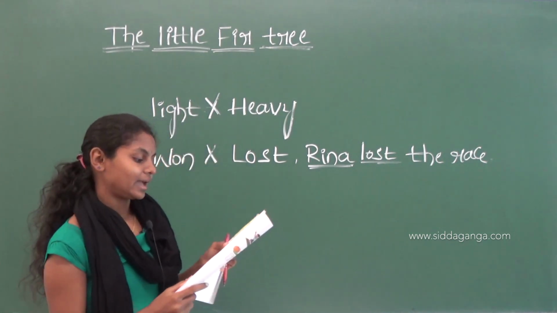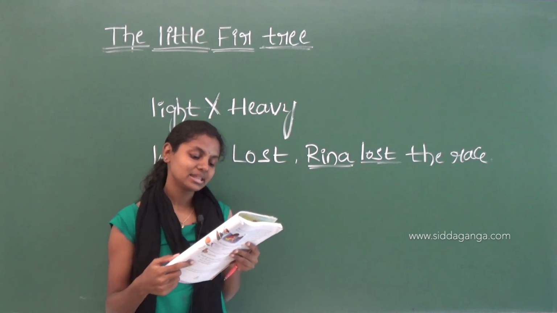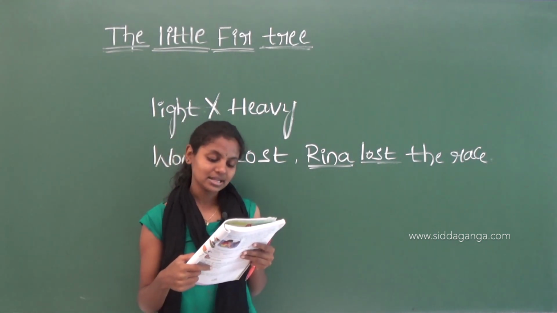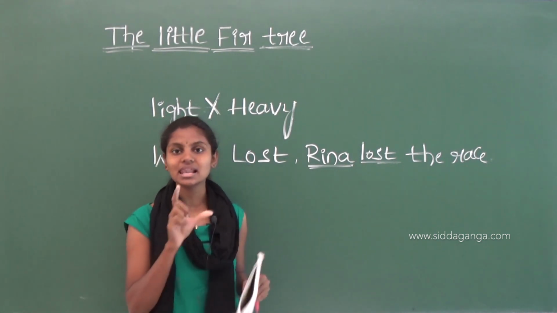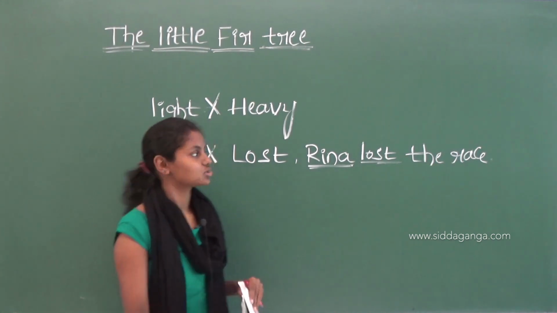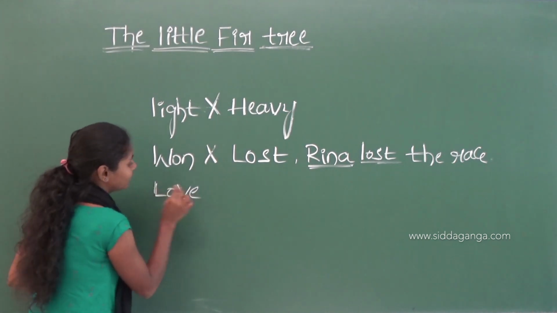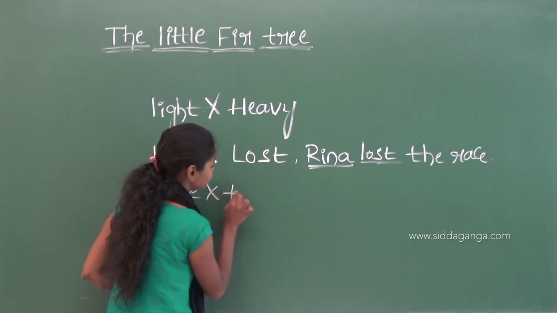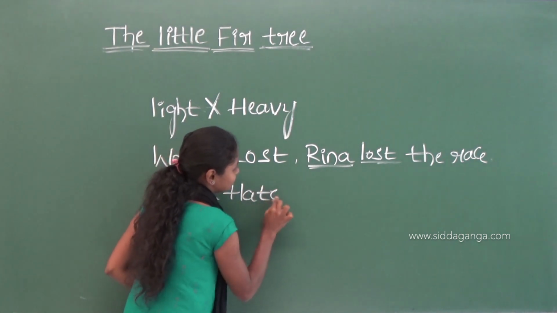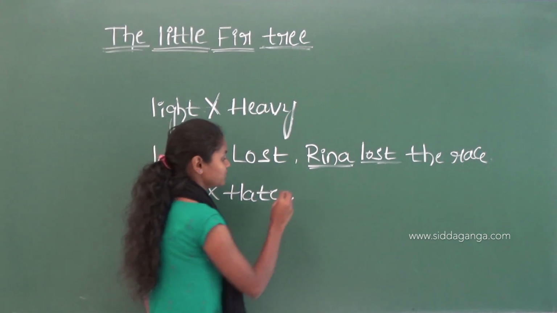Yes. And next, I love eating vegetables. So, in this sentence, the circled word is love. For the word love, the opposite word is hate. Okay? For the word love, the opposite word is hate. So, the sentence is, I hate eating vegetables.